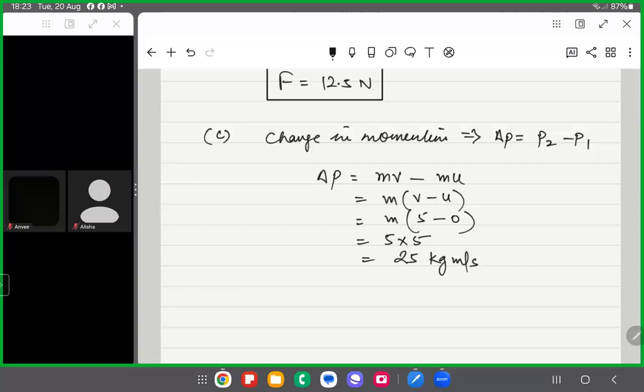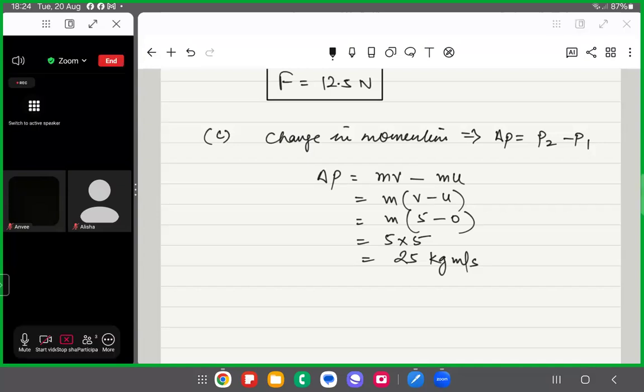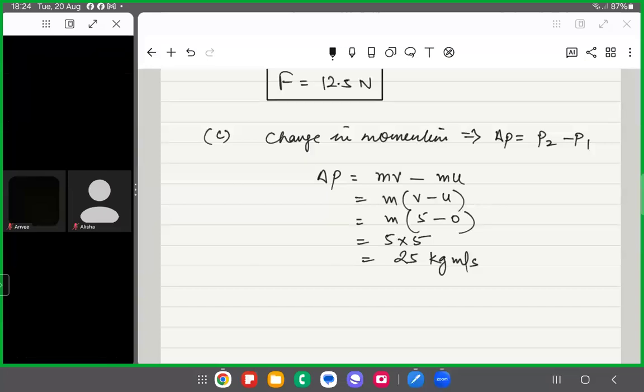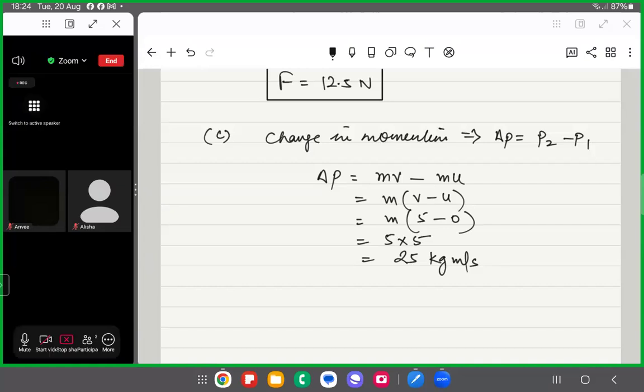So what is the change in the momentum? 25 kg meter per second. So this is the change in the momentum of the body in 2 seconds after start. Whatever velocity it attains after 2 seconds will be the final velocity, and initial velocity will be 0, right? So final momentum means m into v minus initial momentum, that is m into u. So in this way, we have got the acceleration, force applied on the body, and change in the momentum 2 seconds after start. Are you getting this? Yes or no?